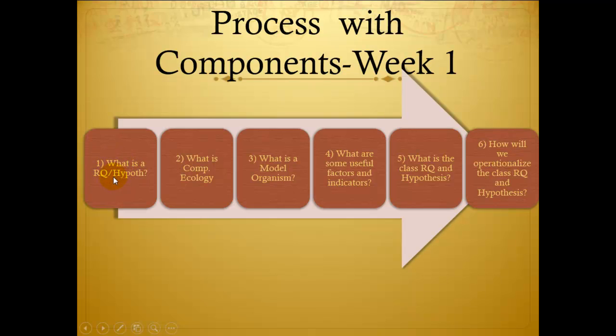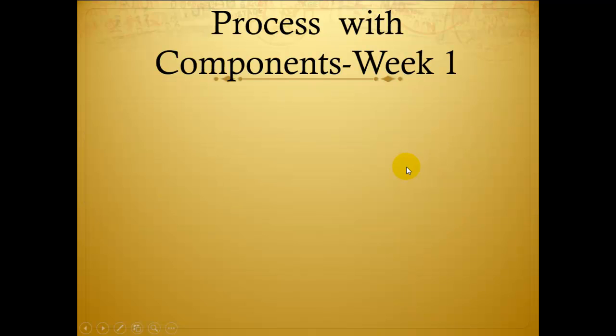We're going to ask, what is a research question and a hypothesis? Just come up with a consensus definition so we're all on the same page. Then you're going to ask what competition ecology is. Get everybody on the same page. We're then going to ask what's a model organism. Get everybody on the same page. Ask what are some useful factors, those variables, and indicators of those variables. Get everybody on the same page. And then we're going to start plugging that in to a research question and a hypothesis. And again, we're going to get everybody on board in your class. And then finally, we want to be able to operationalize all of this by coming up with some sort of experiment. So what does that mean?